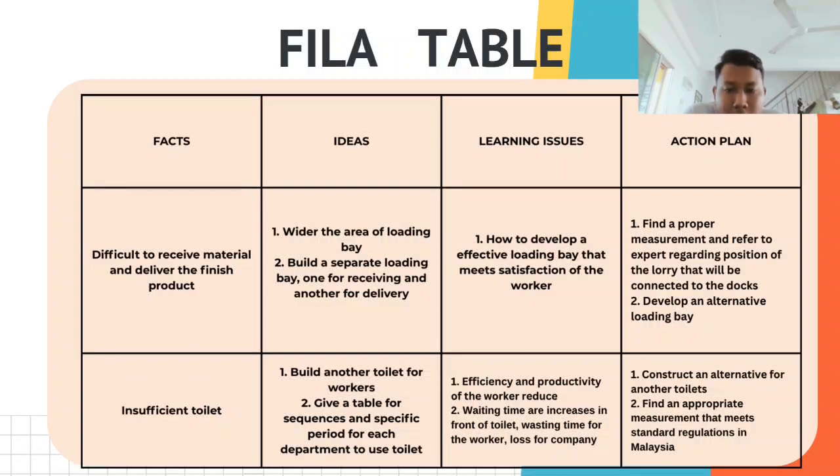The second problem that we established in the table is insufficient toilets. The facility layout that we made earlier lacked toilets, as we had only 1 toilet. For the improvement, as we can see on the previous slide, we added and built another toilet as the solution for the second problem that we stated in the table.